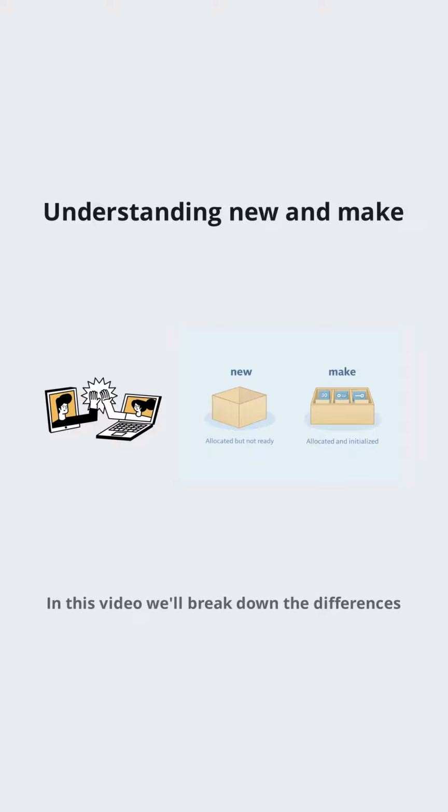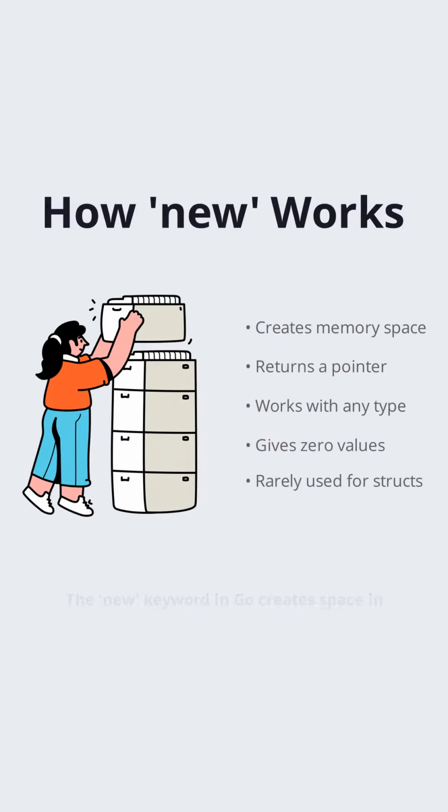In this video, we'll break down the differences, show you how each works, and help you remember when to use which. Let's start by looking at what new actually does in Go, and why it's not as commonly used as you might think. The new keyword in Go creates space in memory and returns a pointer to that space.